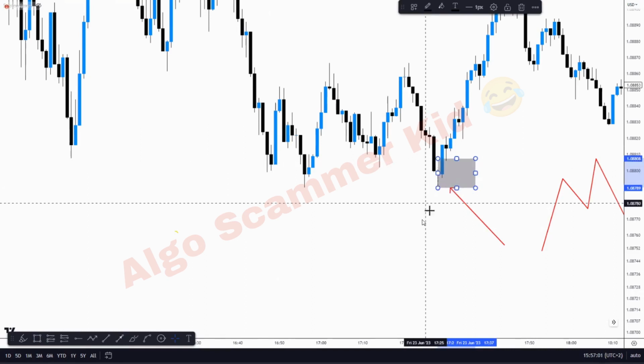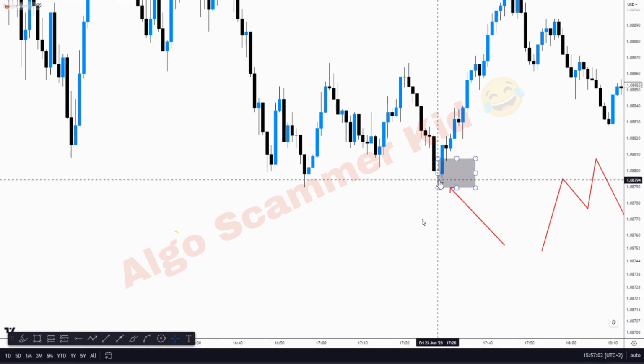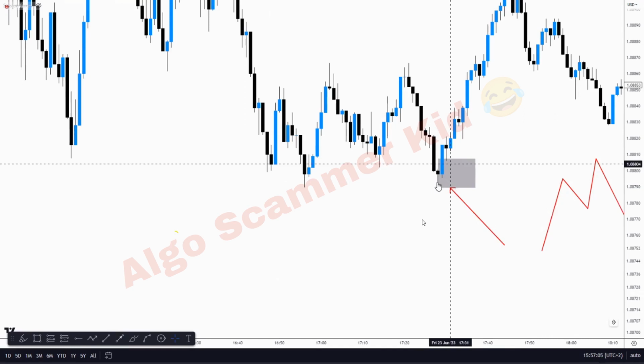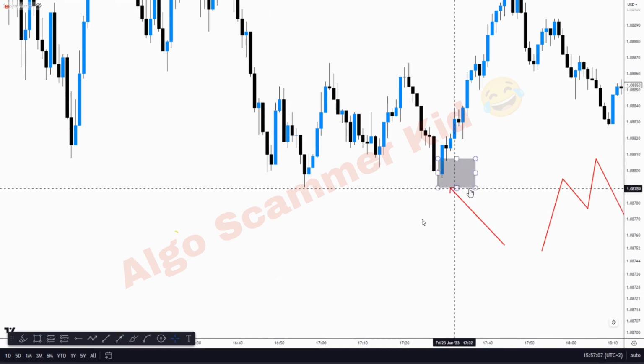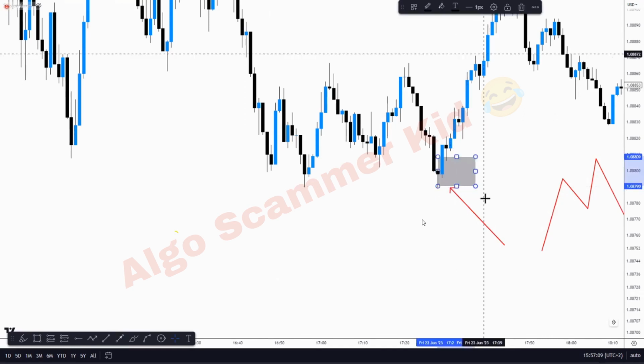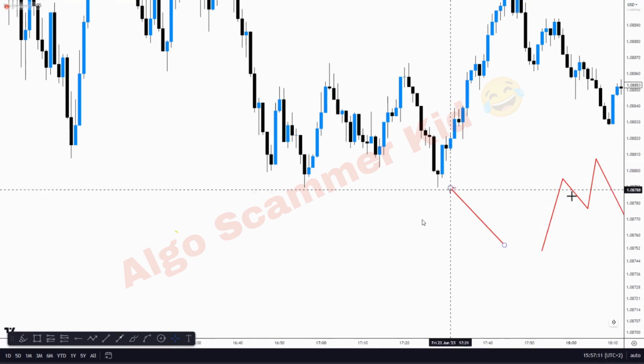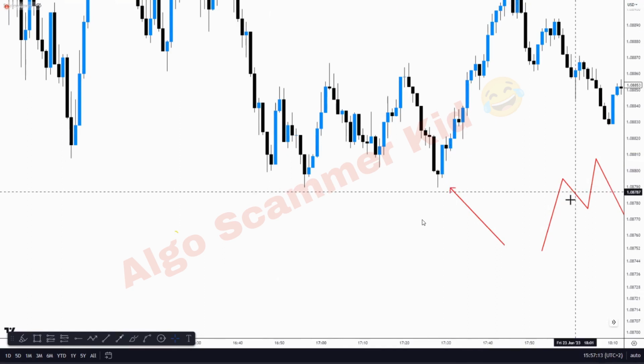Okay, so here we have two entry criteria. We have three, in fact. First is the pin bar. Let me delete this. This is where I say three of them can happen at a spot.